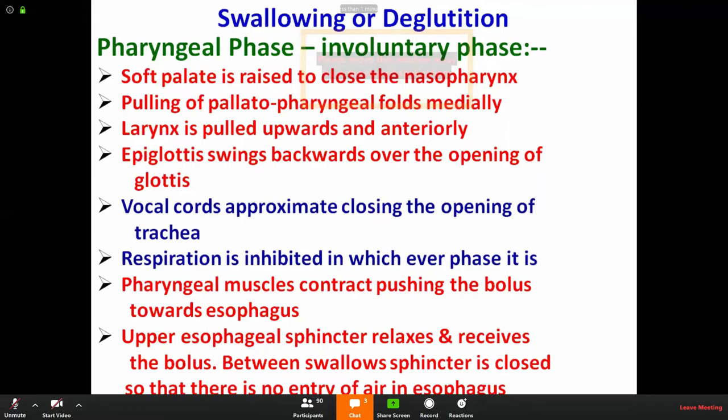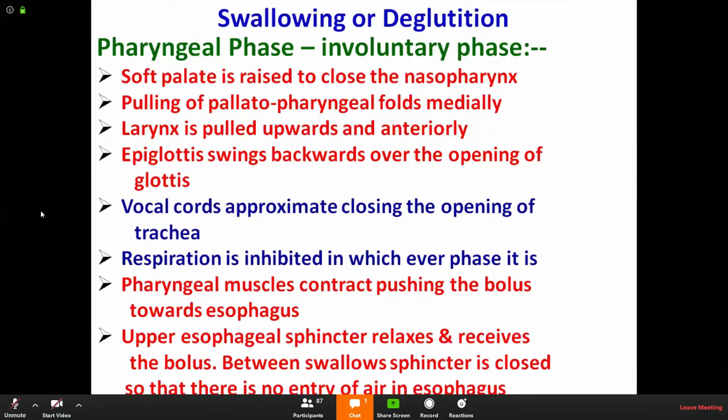Okay, there is inhibition of the respiration at the trachea. The respiration is inhibited in whichever phase it is. It is known as the deglutition apnea.